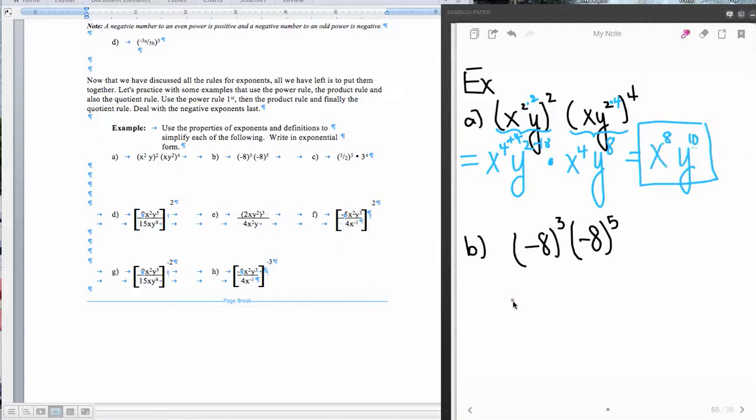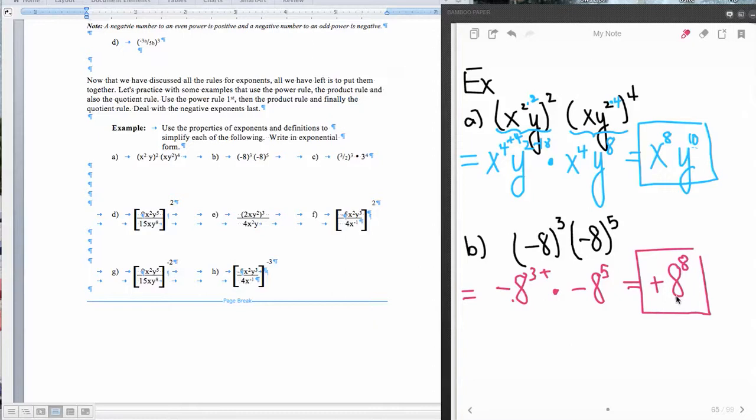Now in the next problem, we have a negative number raised to an odd power, which is going to give us a negative number. So this is going to be negative 8 to the 3rd power. And then multiplied by, again, a negative number raised to an odd power, which will give us a negative number, and that'll be 8 to the 5th power. Now we have a negative times a negative, which is going to give us a positive. And then we're going to add the exponents on the 8's, 3 plus 5, which is going to give us 8 to the 8th. And with that large of an exponent, I would never ask you to simplify it.